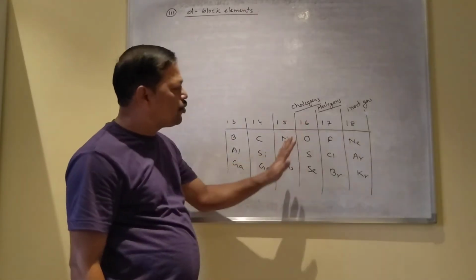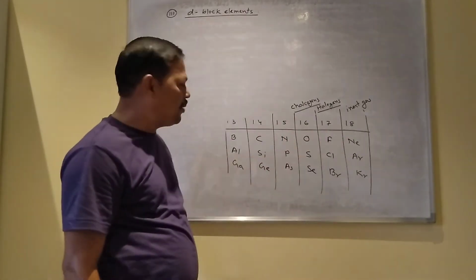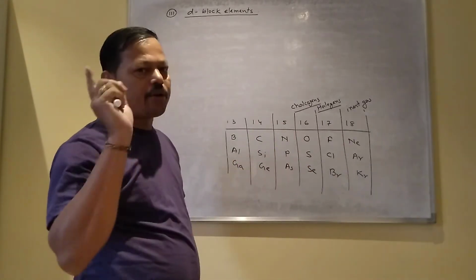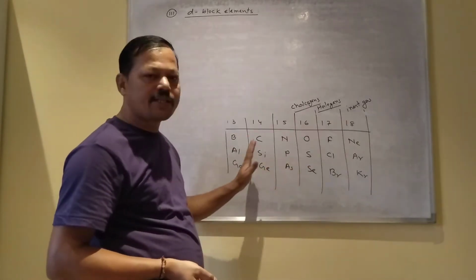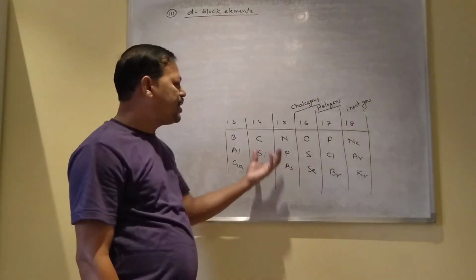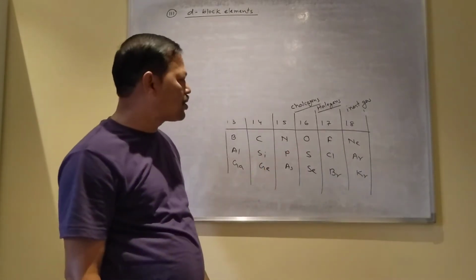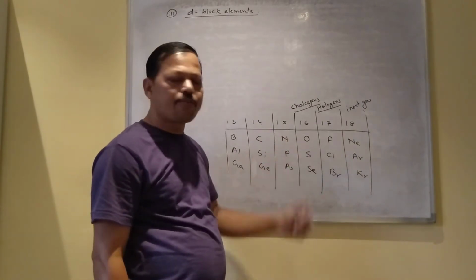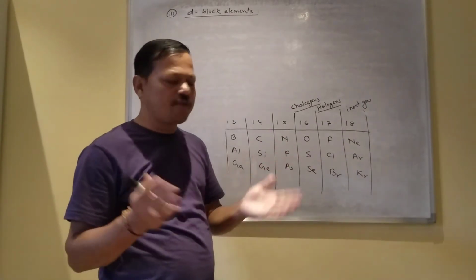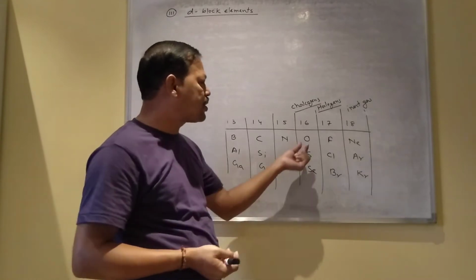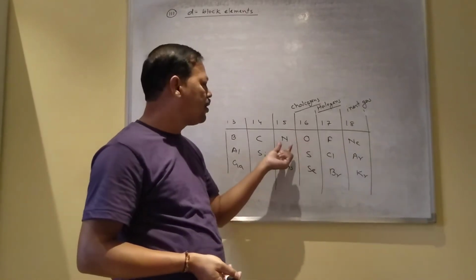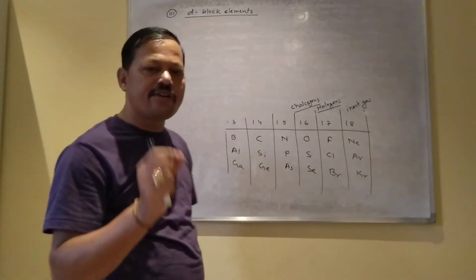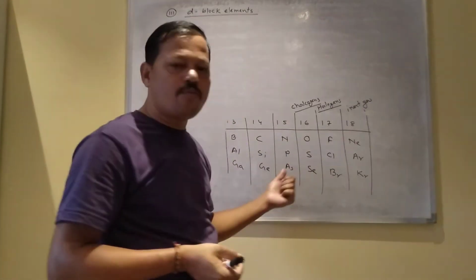If you want to know about the properties of these p block elements, they are mostly non-metals. S block elements are metals, but p block elements are mostly non-metals, and they form mostly covalent compounds. Nitrogen produces covalent compounds, oxygen produces covalent compounds, because they contain covalent bonds. Water is one compound of oxygen, ammonia is one compound of nitrogen, and these molecules contain covalent bonds, and that is why they form covalent compounds.